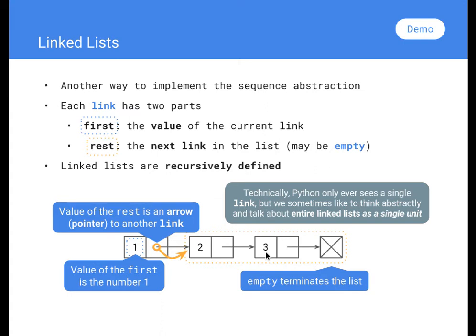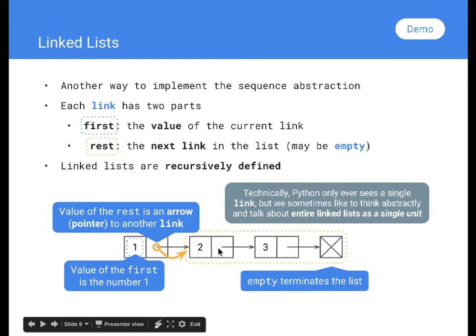So you might sometimes hear your TAs or your tutors saying, the rest of this is a linked list containing 2, 3, and empty. But by Python definitions, that's not technically correct, because really the rest is just a pointer to this link here, which happens to have its rest being a pointer to this link here, which happens to have its rest being a pointer to empty. So I want you to keep in mind that we have these two parallel definitions of how to think about linked lists, and just make sure that you're using the right one in the right scenario.